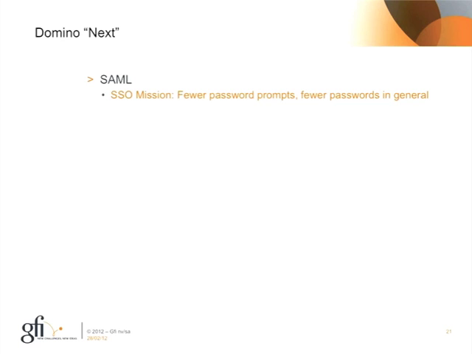It just means that you log on once to a SAML server, which then creates a federated identity, which then authenticates you on any other SAML-enabled server behind that. And what they're going to do in Domino Next, they're going to make Domino a SAML server, so you can log on to the Domino server and create that federated identity on that server.